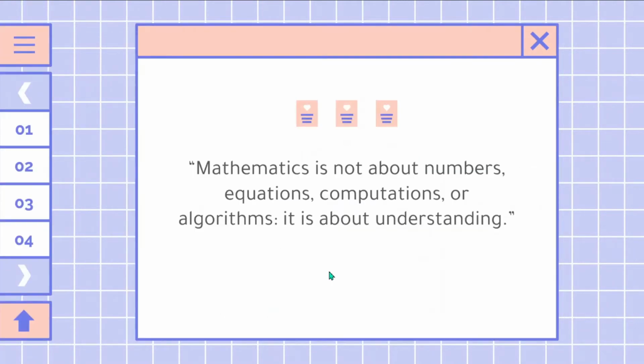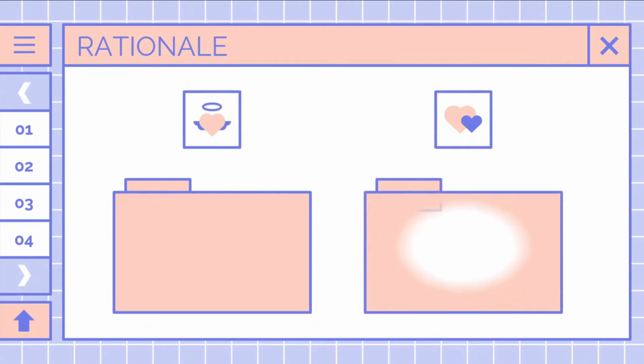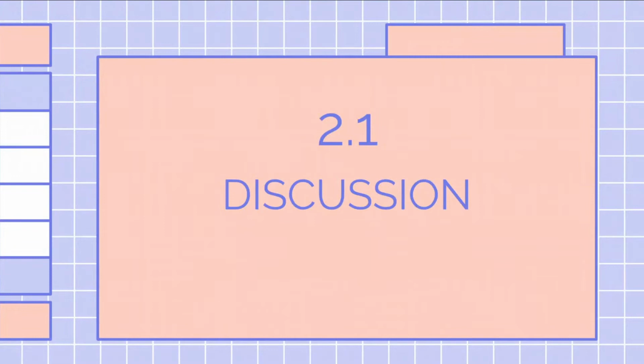So, let's start with the saying that mathematics is not about numbers, equations, computations, or algorithms. It is about understanding. Ayan ay galing kay Mr. William Paul Thurston, isang American mathematician. So for the rationale, for the CO1: types of functions, domain, and range of functions, inverse functions, and for the CO2: rational functions, exponential functions. Then let's proceed to the discussion.